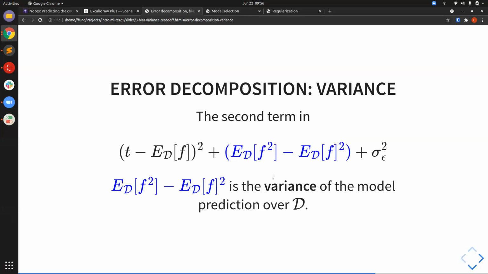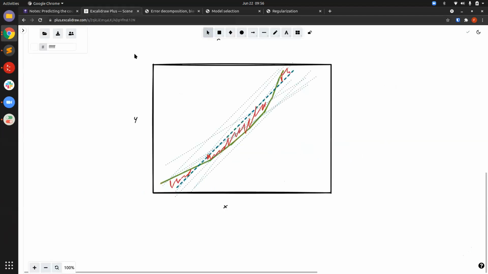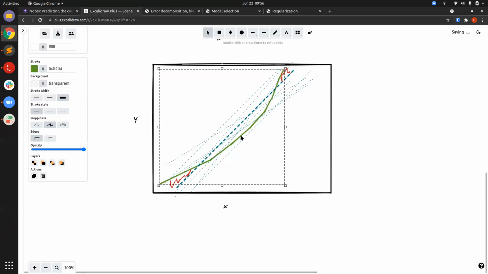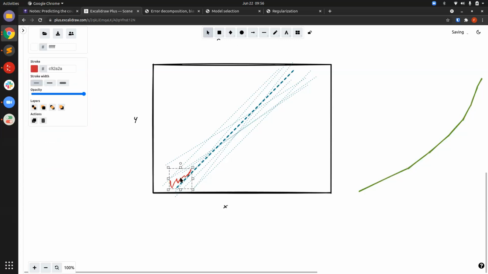Okay. Does this depend on the true function? Does the variance term have any relationship to the true function? Okay, so no, it does not. So t does not appear in the second term. The variance term depends only on the individual models. So each of these little blue lines that we trained are individual models trained over different training samples.